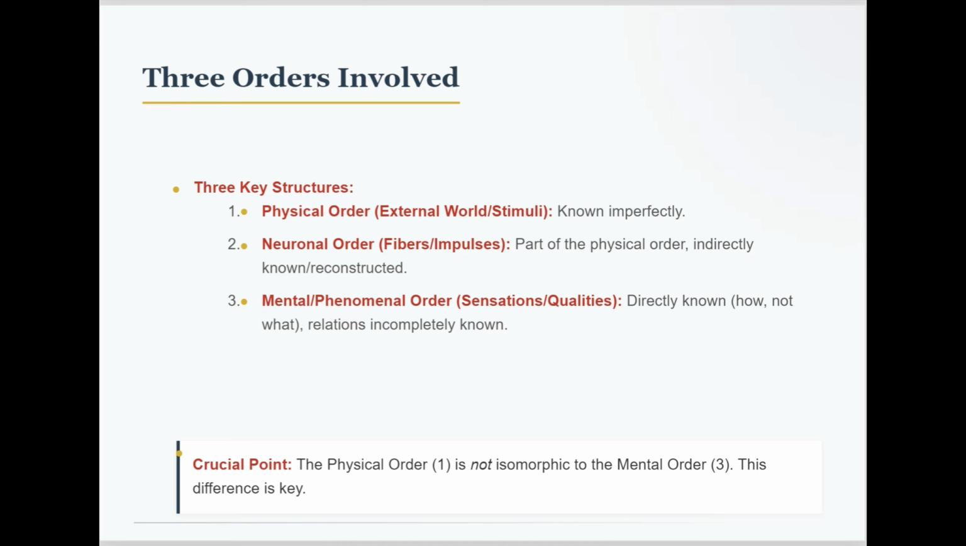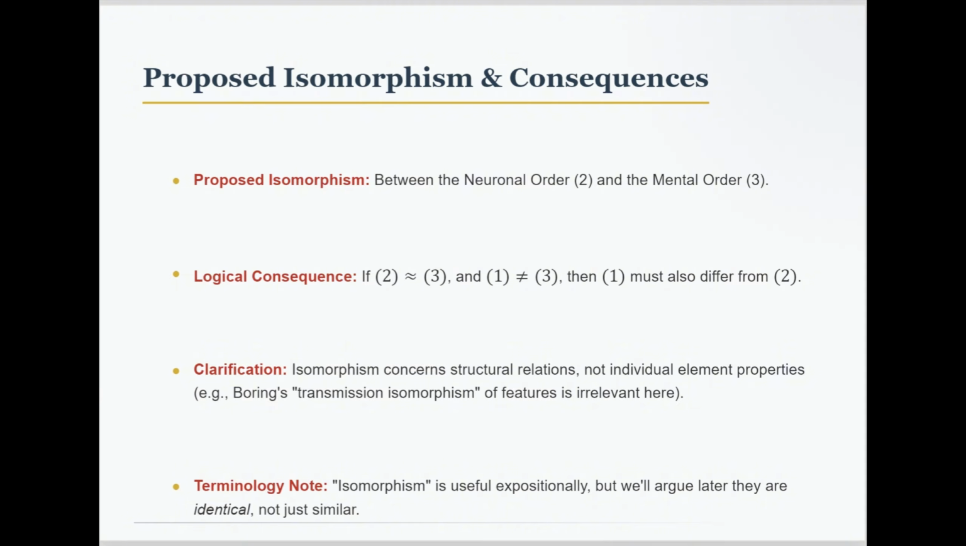Third, there's the mental or phenomenal order, the world of our sensations, feelings, thoughts. We know this intimately from the inside, but scientifically, it's hard to pin down the exact what, only the how we experience it, and we certainly don't know all the relationships. The crucial starting point is that the first and third orders, the physical world and our mental experience, are not isomorphic. They are different. If they were identical, we'd never realize it. So, if the physical world and our mental experience aren't the same, how do we connect them? Our hypothesis is that the link lies between the second and third orders, the neuronal order and the mental order.